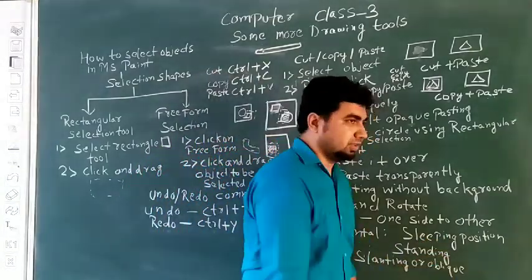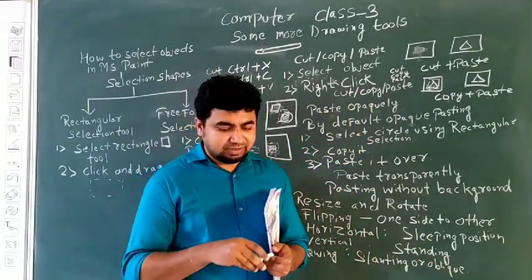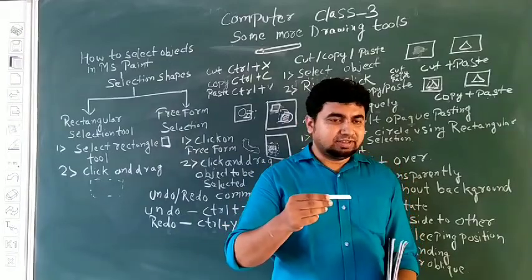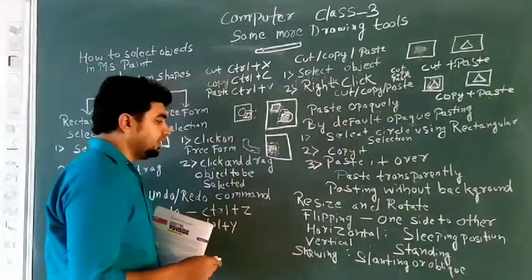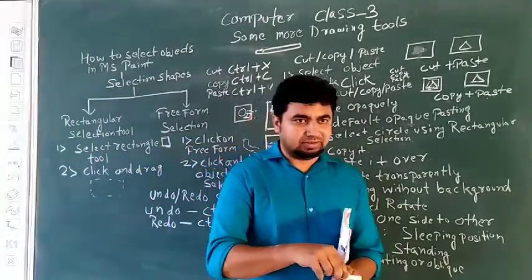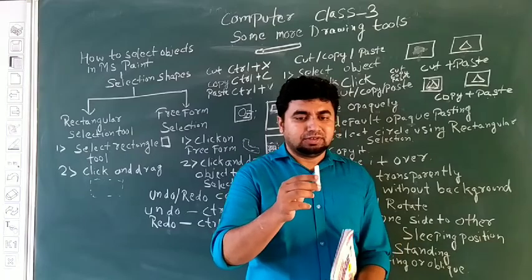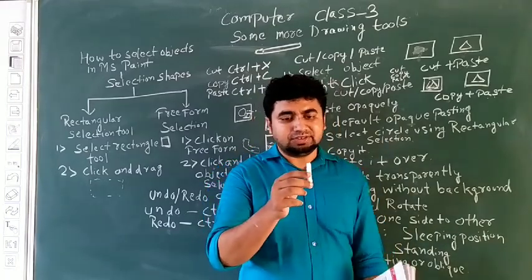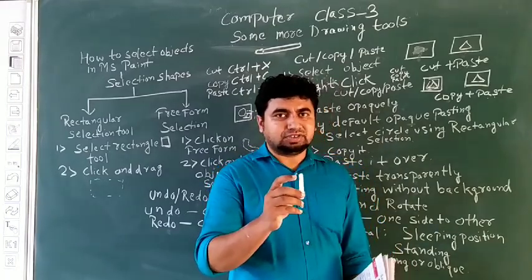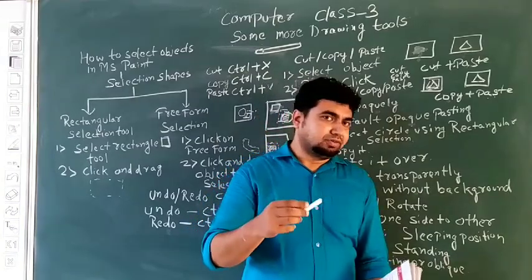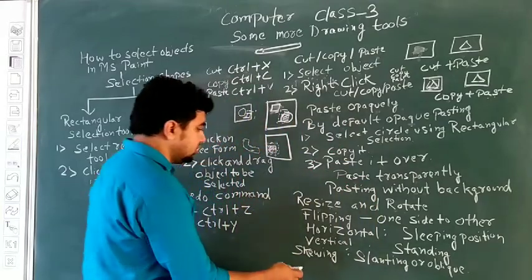Horizontal means sleeping position. Now this we can also understand: this is sleeping position. The other position is vertical. Vertical means standing position. If I place it like this, this is standing position. You can see my chalk is in vertical position or standing position. If I place it like this, it is in sleeping position, or horizontal position. Now skewing.